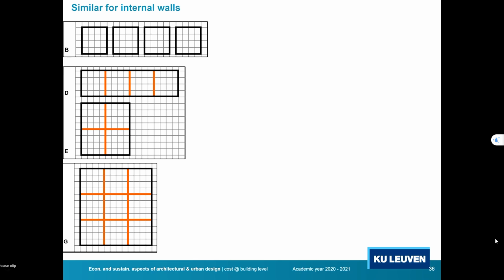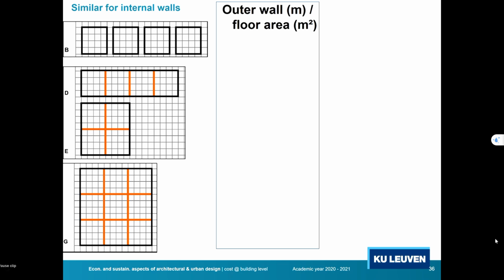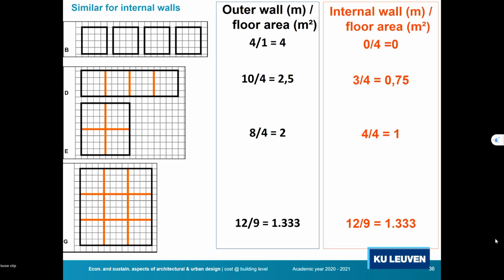So if we look again at these different examples, and we have looked before at the outer wall and the amount in length per floor area, we knew that for the first example B it's 4. For the second example it was 2.5, and for the third example it was 2. Now, if we enlarge the building but keep the same form, we see that we get a different number, 1.33.